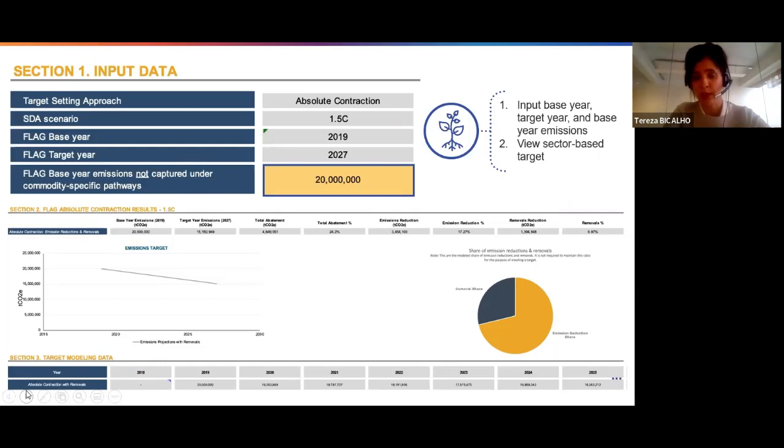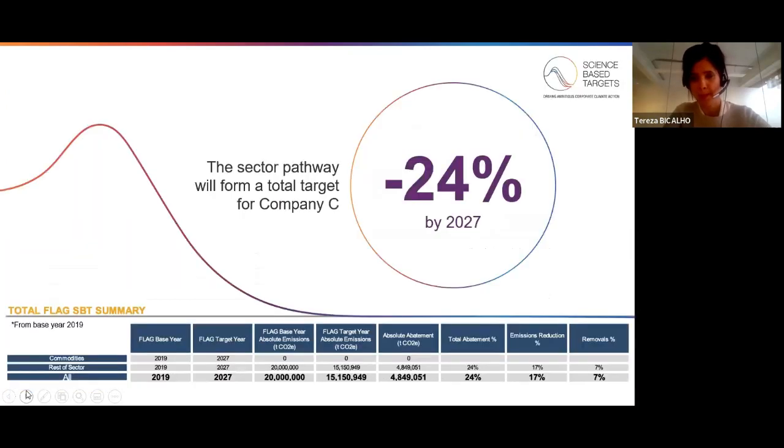So having a total abatement of 4,800,000 tons of CO2 emissions, which means a FLAG target of 24.2% emissions reduction by 2027. The tool also shows an estimate of removals and emissions reduction share in this abatement, as you can see in the right side of the slide. Next slide.